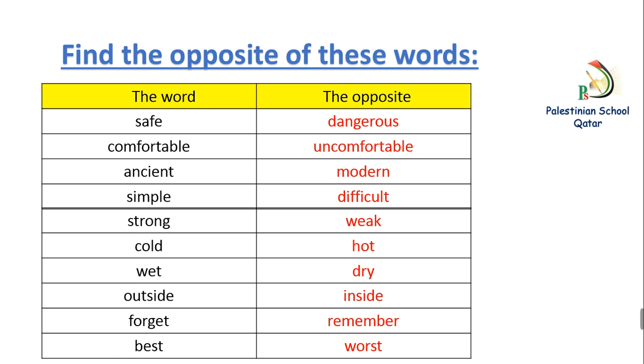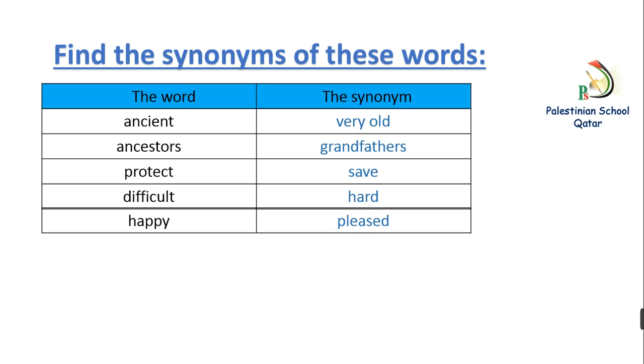These are the opposites. And the next one, we need the synonyms of these words. What's the meaning of synonyms? The same meaning. So when we say ancient, what is the same meaning of ancient? It means very old. Ancestors, what is the same meaning? It means grandfathers. Protect, save. Difficult, hard. Happy, pleased.